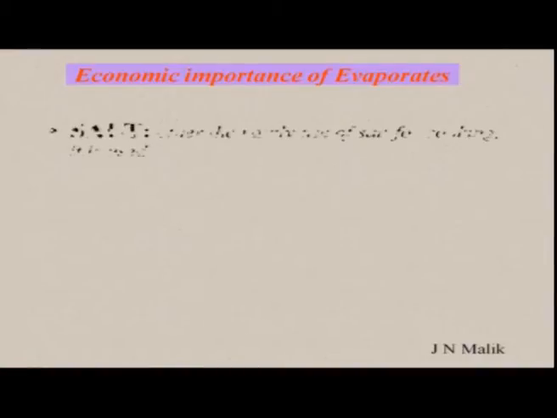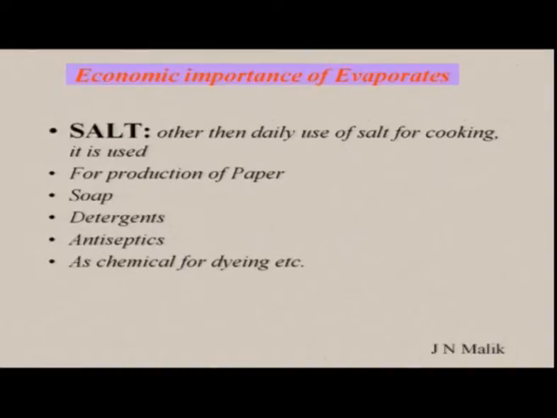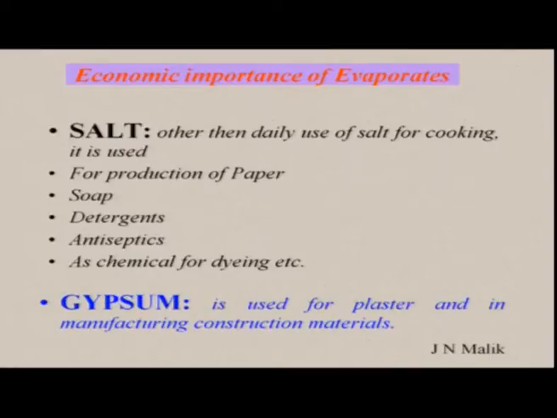Economic importance of the evaporites: salt, of course, other than daily use in cooking, is used for the production of paper, in soap, detergent, antiseptics, and as a chemical for the dyeing industries. Gypsum particularly is used for plaster and in manufacturing construction material. So, we have economic importance for these minerals, these evaporitic rocks, mainly salt and gypsum.